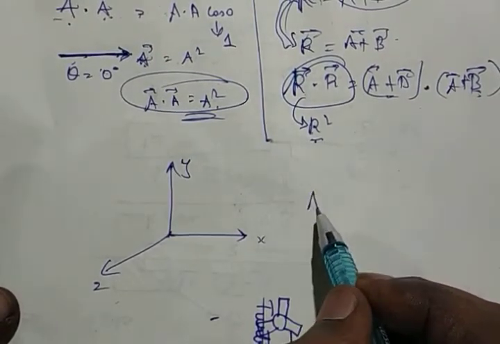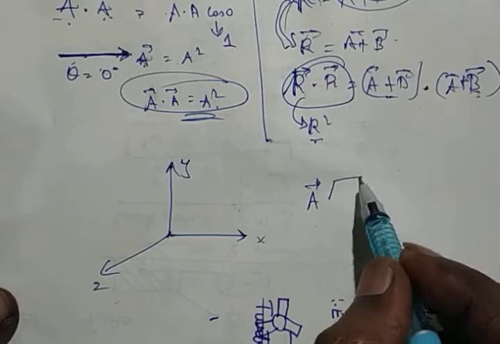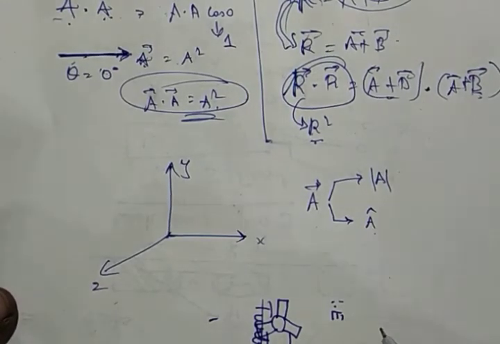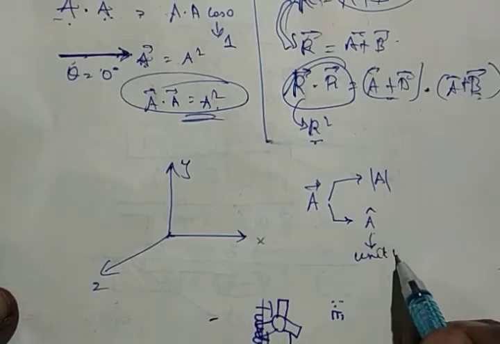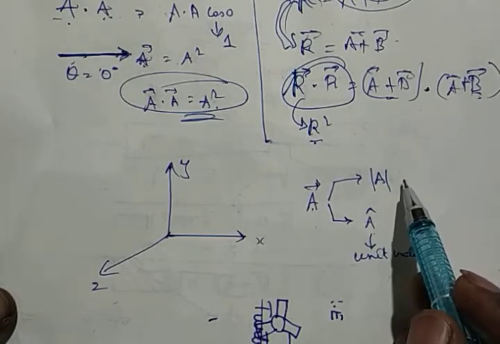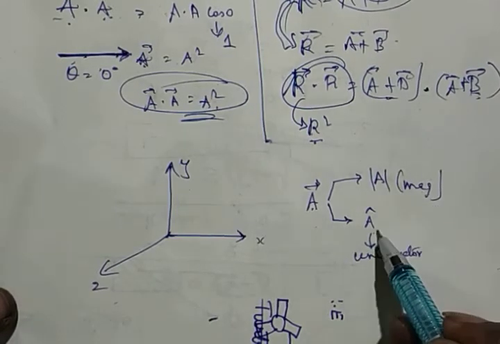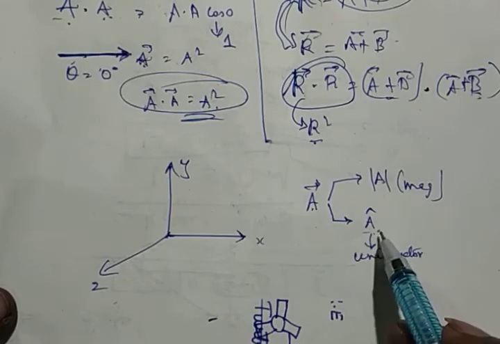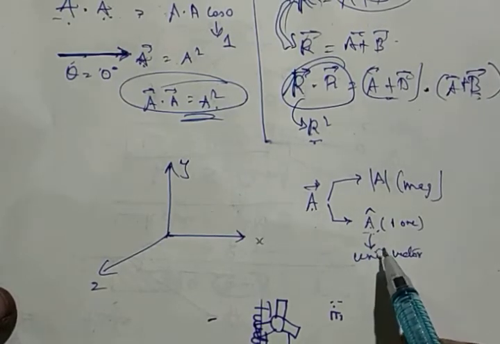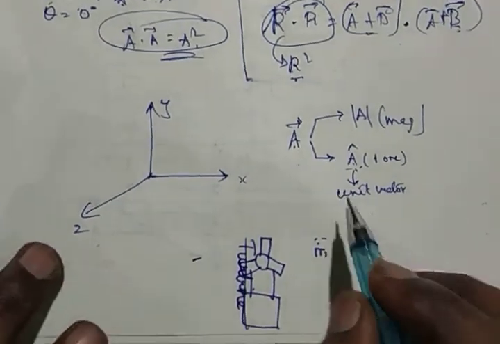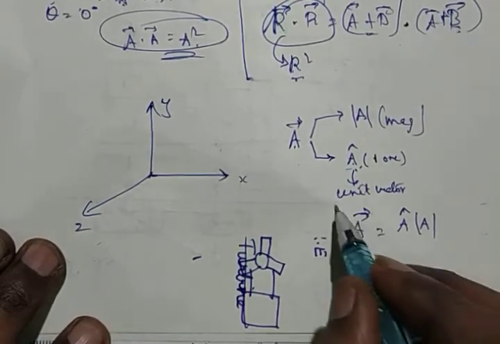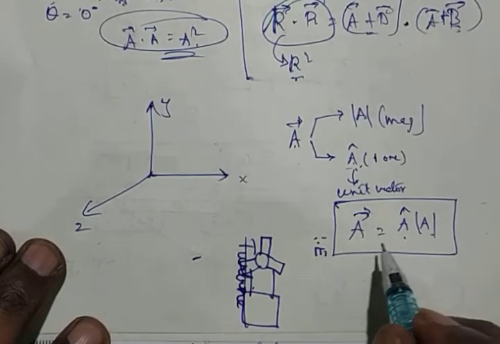Unit vector is, if it is a vector which is here, this could be split into two components: magnitude and direction. The direction is a cap, we can say this is called unit vector. The same vector can always be split into magnitude and direction. To mention the direction, we use a unit vector. So what is the magnitude of a unit vector? It is only 1 as a magnitude. And what is the direction? Direction is same as that of this vector. So A vector is equal to A cap into A, magnitude and direction.